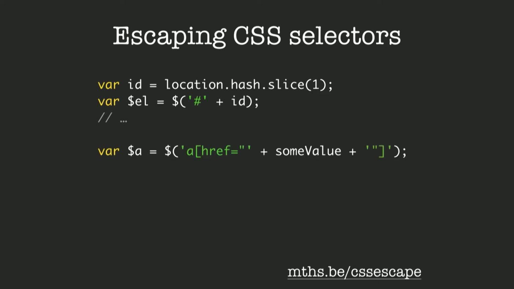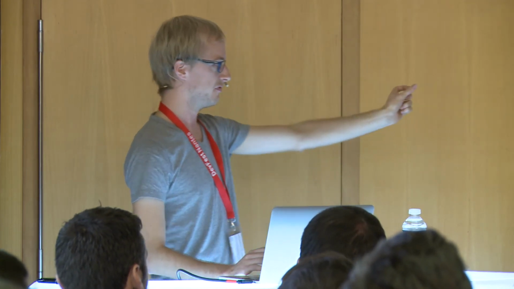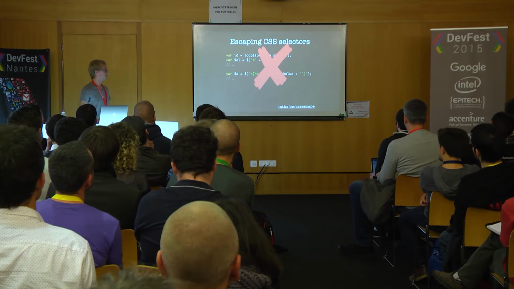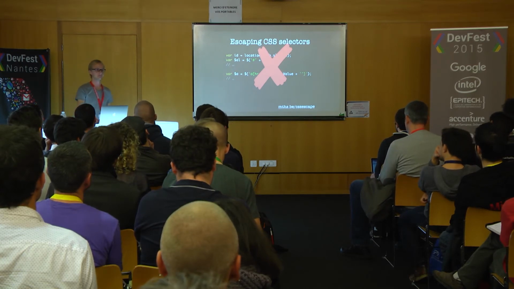And here's another example. So you're basically constructing a selector here dynamically by using some variable. And what if this some value variable contains a double quote, for example? It would automatically break out of the attribute selector there, and it would break the selector, which might end up with a JavaScript error being thrown. This is probably not something you want. So both these examples are actually broken in a subtle way, but it's not really that obvious to see that.